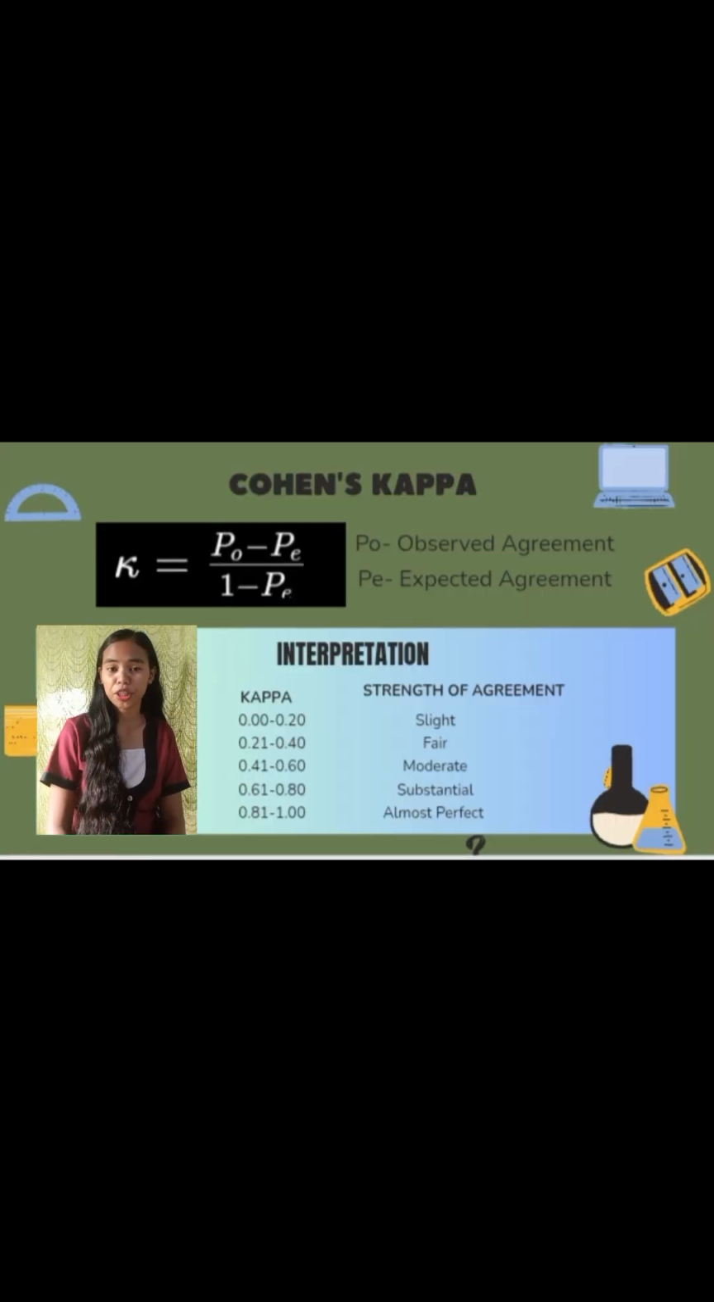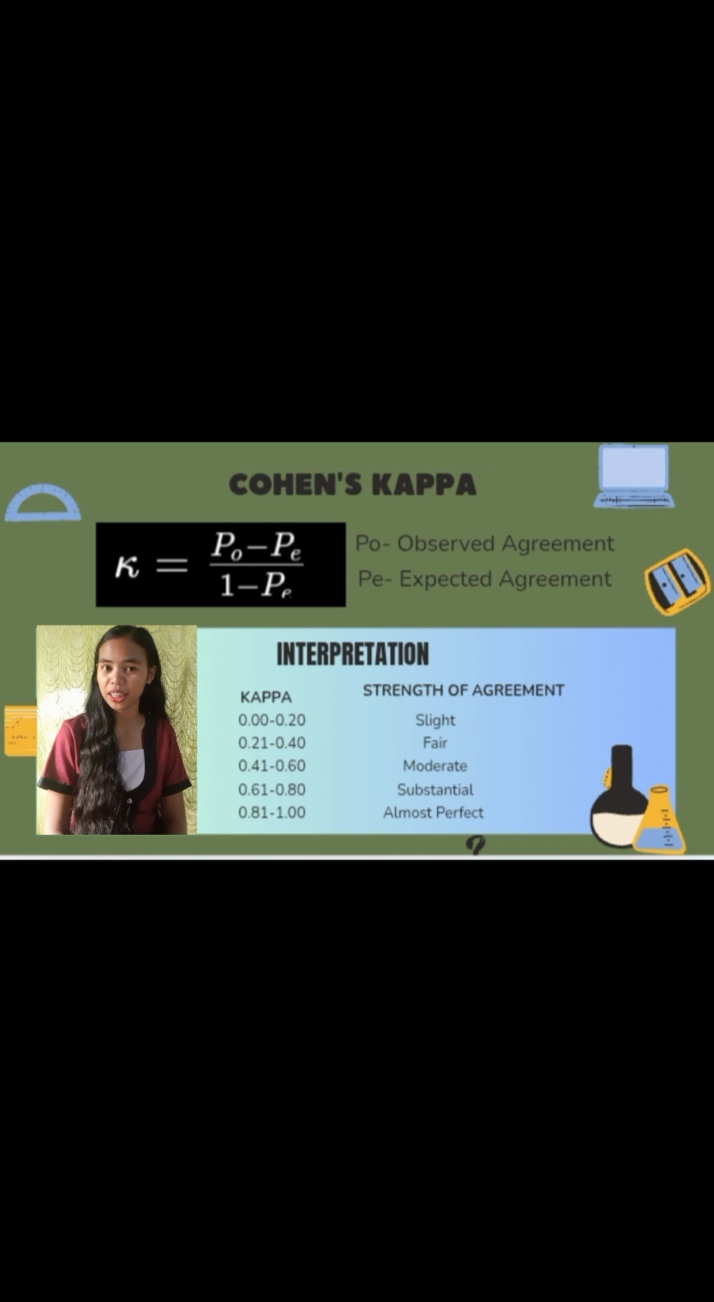Cohen's kappa is more difficult to compute than percent agreement, but it provides a more accurate measure of inter-rater reliability. To use Cohen's kappa, we start with the formula. Kappa equals PO minus PE divided by 1 minus PE. So PO means observed agreement, while PE is the expected agreement. Next, let's look at the interpretation of kappa values.